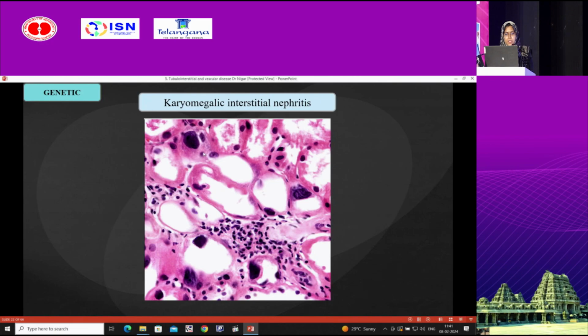As the name suggests, you can see that the nuclei are significantly enlarged, and these changes are not limited just to the kidneys, but they can be seen in other organs as well. When these cells are shed in the urine, they can very well mimic a malignancy.